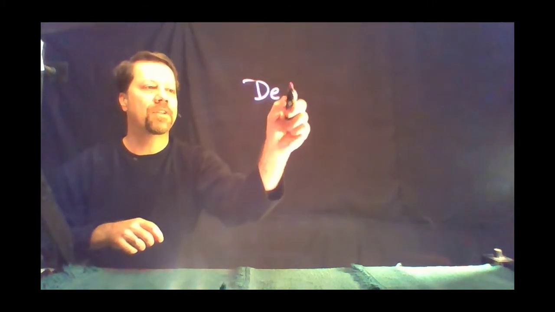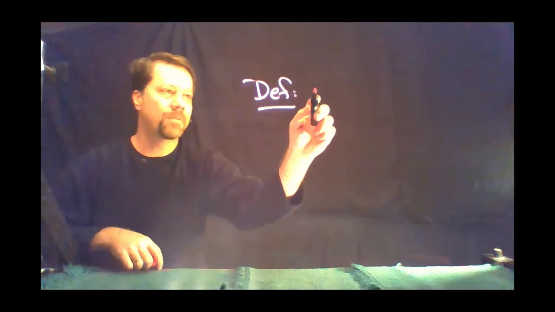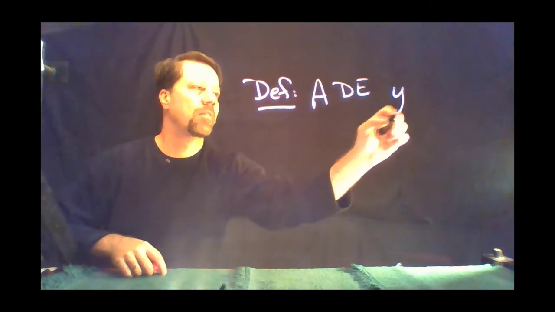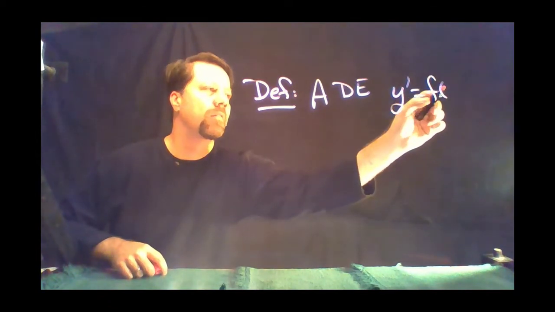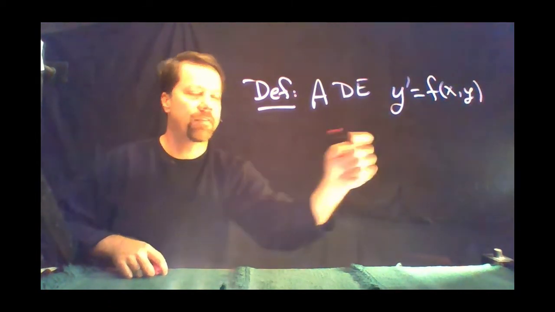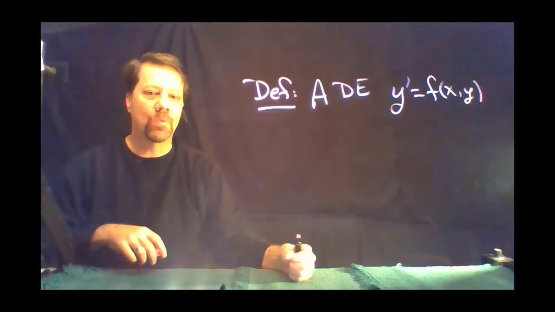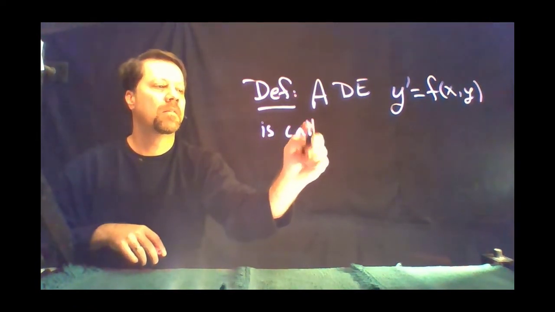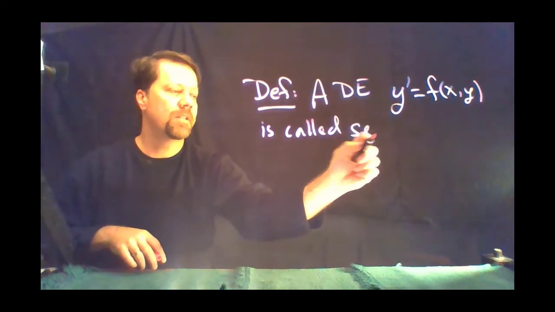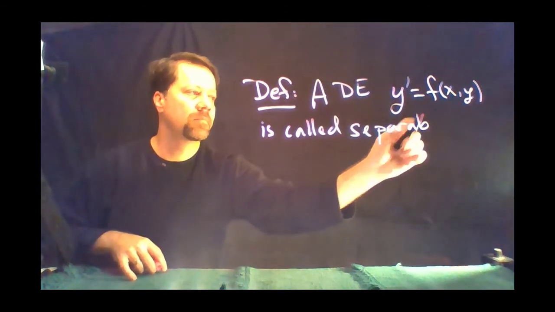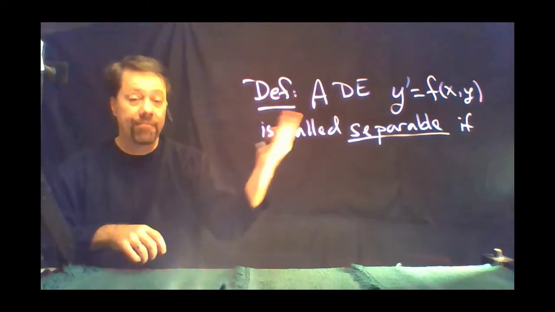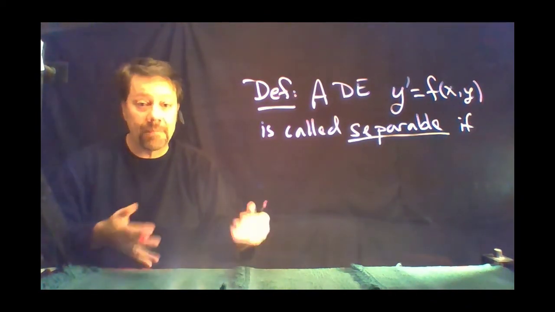On the other hand, a differential equation is called separable. A differential equation of the form y prime equals some function of x and y is called separable if the function f is separable as a function.